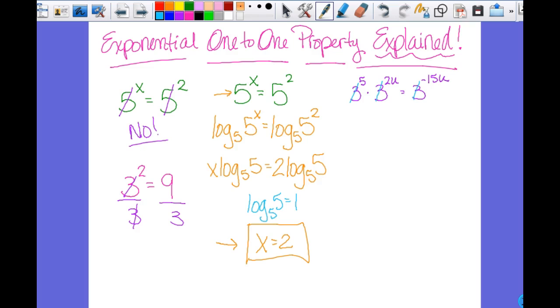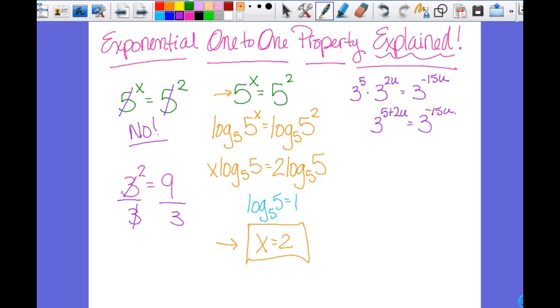You also do not have a single exponential on both sides. You have to have that because that's the step you would have to be at in order to take the log of both sides. So I can combine those using exponent rules that we've known forever. So that becomes 3 to the 5 plus 2u power equals 3 to the negative 15u power.